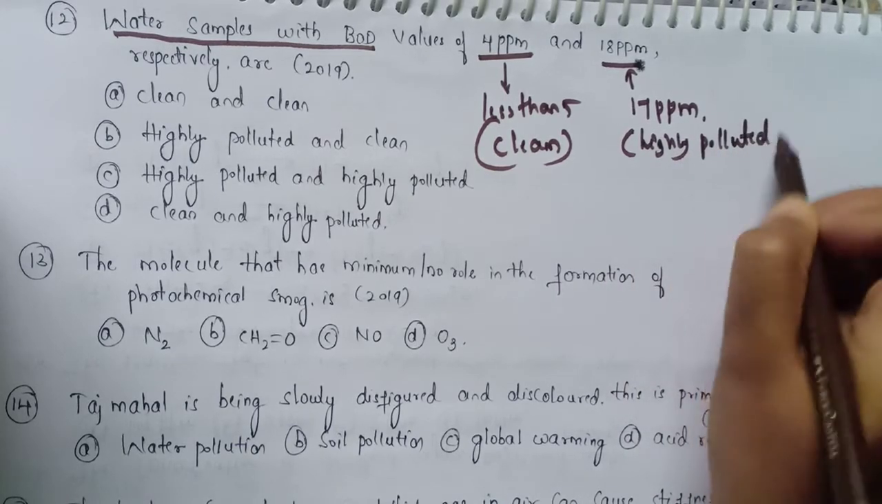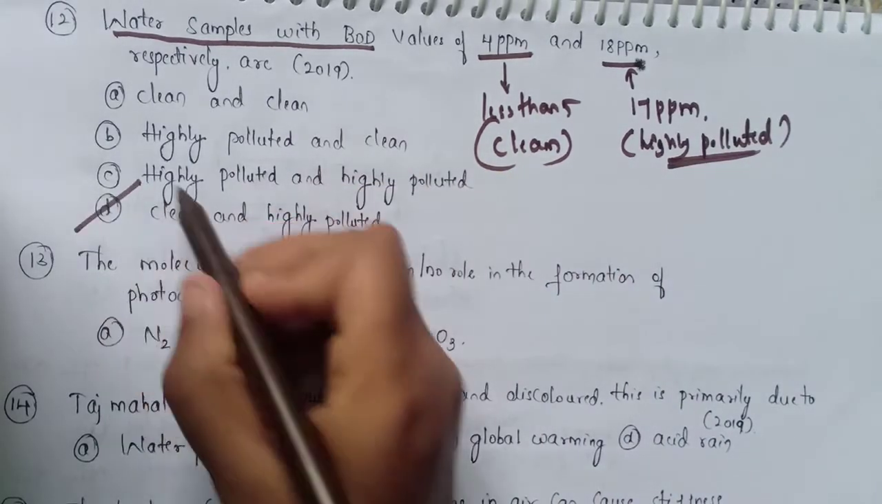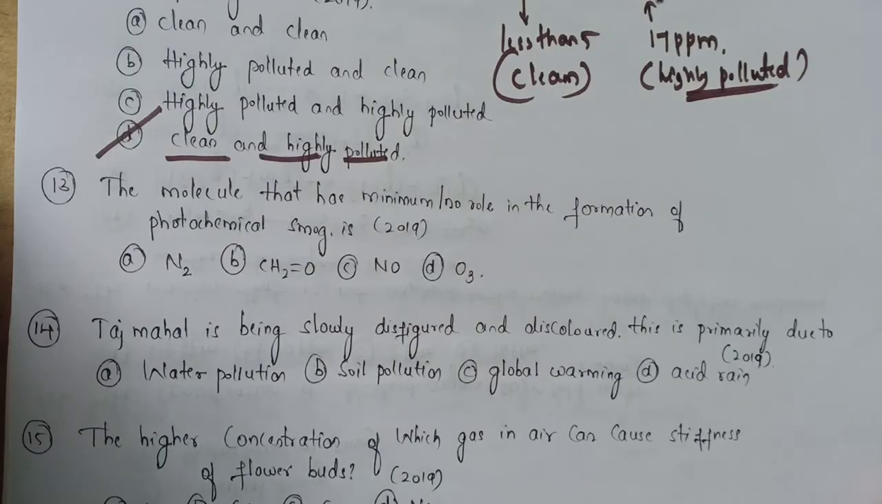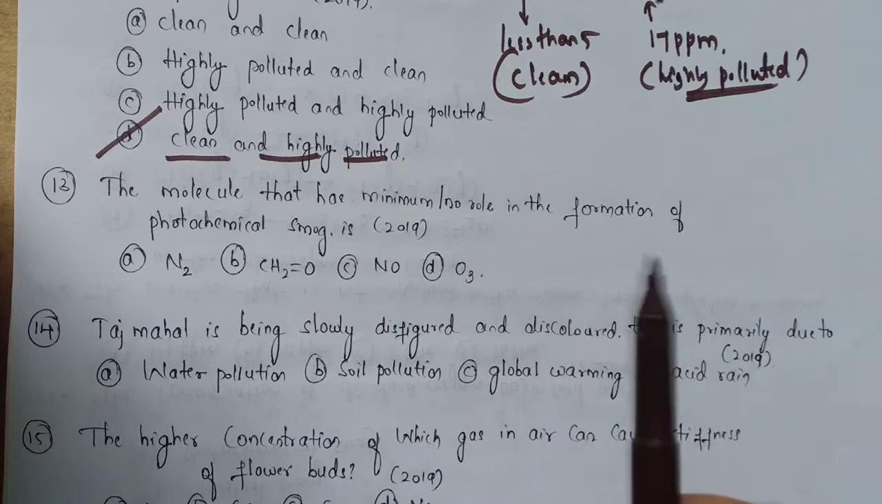So the correct option is option D, that is clean and highly polluted. Coming to the 13th question, the molecule that has minimum or no role in formation of photochemical smog is.